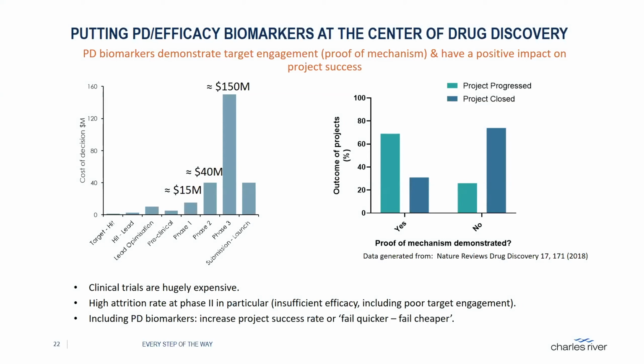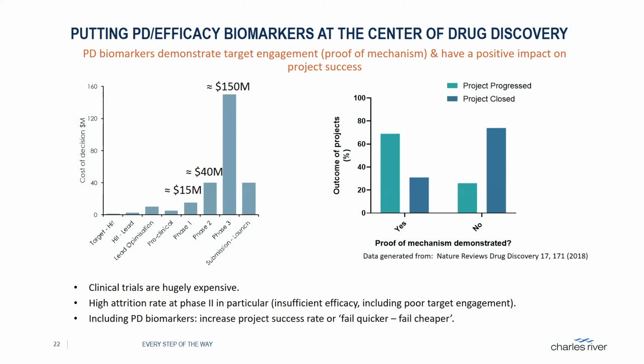So why go to all this trouble? Well, clinical trials are an expensive business, and as the phase of the trial progresses and the number of subjects increases, so the cost goes up. There's a particularly high attrition rate at phase 2, predominantly due to a lack of clinical efficacy, some of which may be due to poor target engagement.